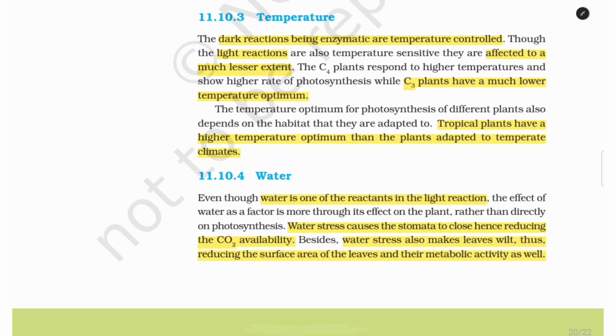11.10.4 Water. Even though water is one of the reactants in the light reaction, the effect of water as a factor is much more through its effect on the plant rather than directly on photosynthesis. Water stress causes the stomata to close, hence reducing the CO2 availability. Besides, water stress also makes leaves wilt, thus reducing the surface area of the leaves and their metabolic activity as well.